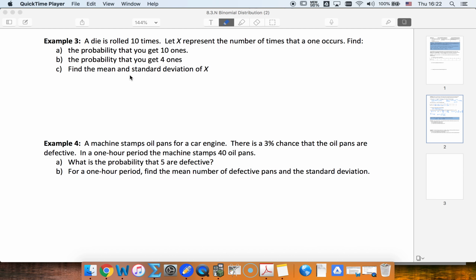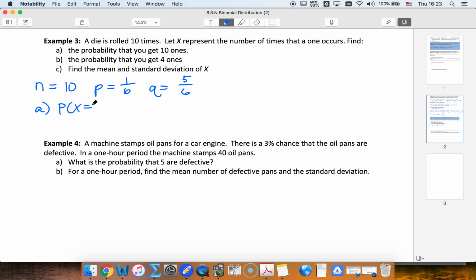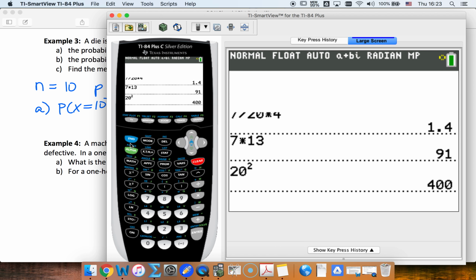All right, we've got a die rolled 10 times, so that's an n value of 10. X represents the number of times a 1 occurs, so the probability of that is 1/6. Probability of that not happening is 5/6. Probability that I get 10 ones, so I want the probability that X is equal to 10. I can either calculate this out by hand or use my calculator.